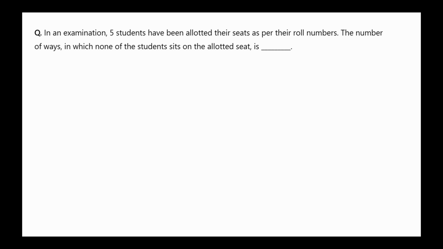Now let's look at this example. Again, a question that was asked in previous year JEE Mains. In an examination, 5 students have been allotted their seats as per their roll numbers. The number of ways in which none of the students sit on the allotted seat. So here, we have specific roll numbers for 5 students, and we have to arrange them in such a way that no student is in their right roll number. So simply we can use our derangement formula, which makes it n factorial into 1 minus 1 by 1 factorial plus 1 by 2 factorial minus 1 by 3 factorial plus 1 by 4 factorial minus 1 by 5 factorial.